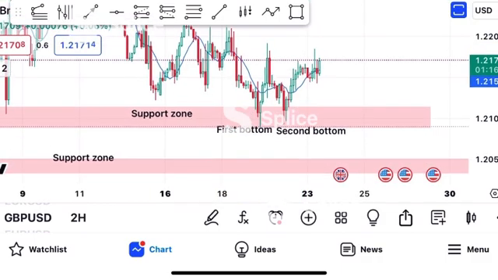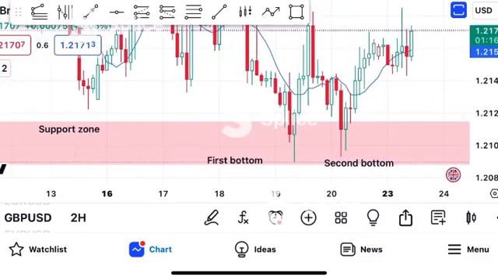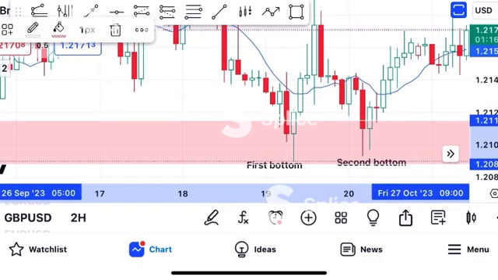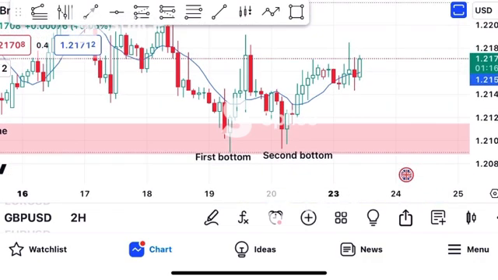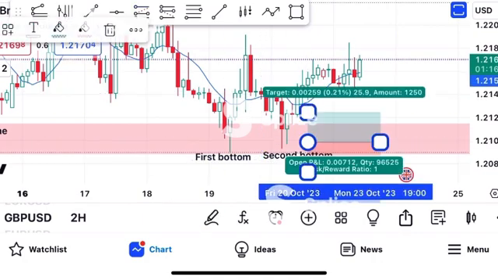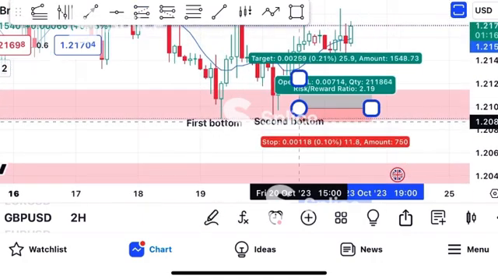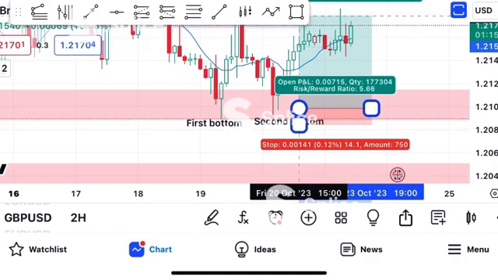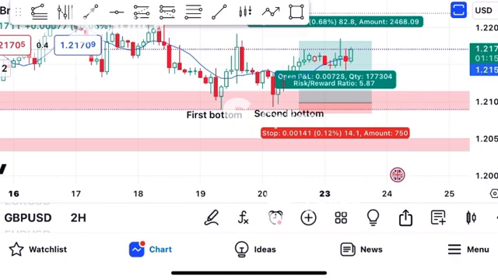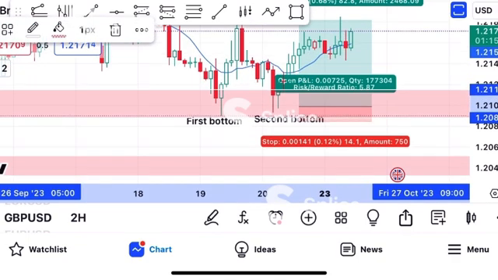So as you can see, it formed a double bottom here. This is clearly the first bottom and this is the second bottom. The way you could have traded this particular zone was to enter a long after the second bottom was formed at this zone, with a risk to reward ratio of 1:2. So as you can see, it clearly hit the take profit zone, and you would have made a profit once you understood what chart patterns are.